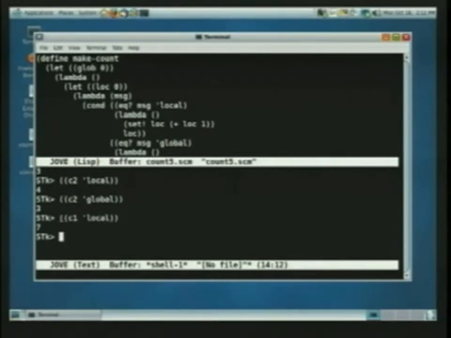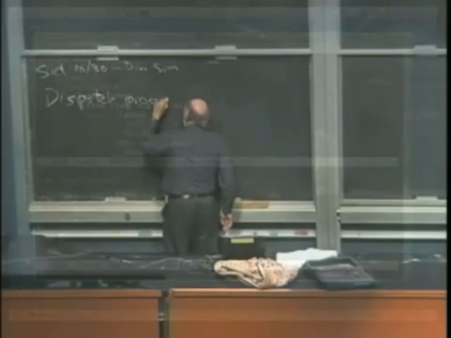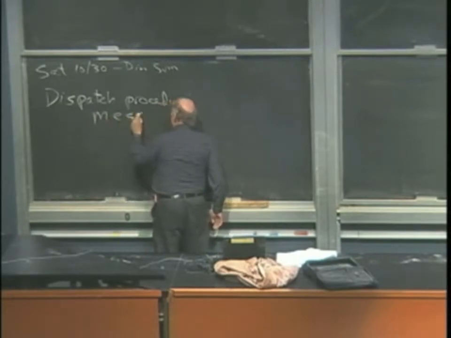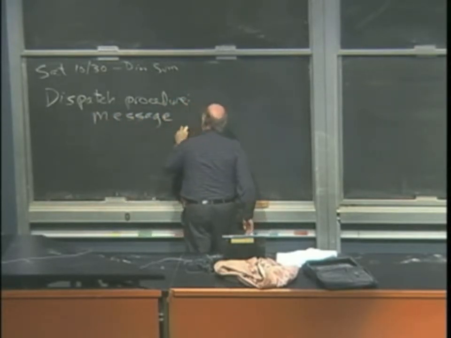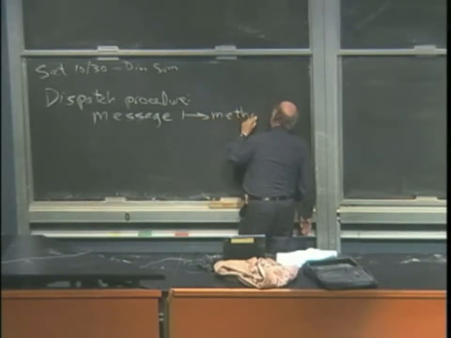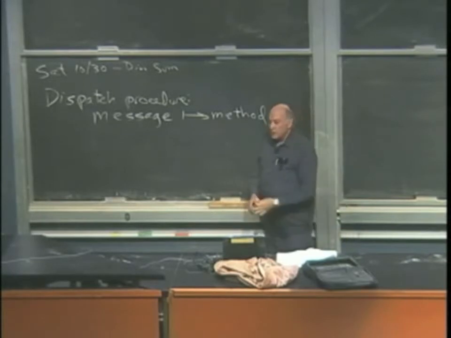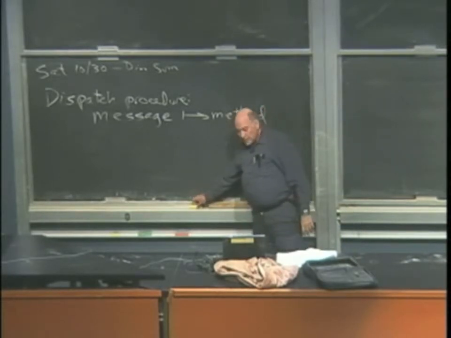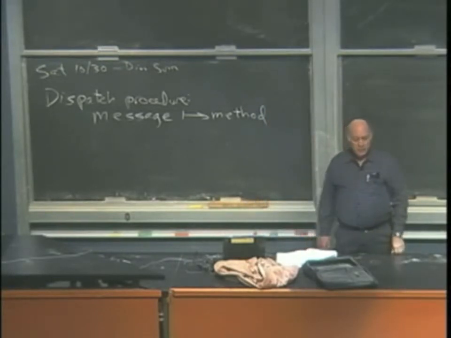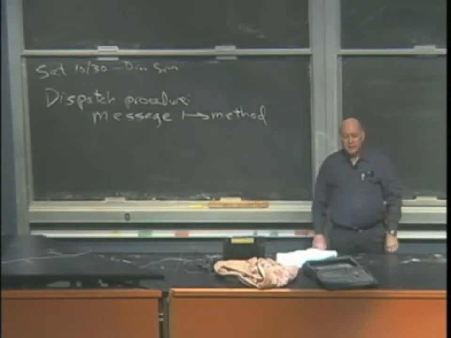Well, an object is represented as a dispatch procedure. It takes a message as an argument and returns a method. And then we invoke the method, and that's what those outer parentheses are doing.